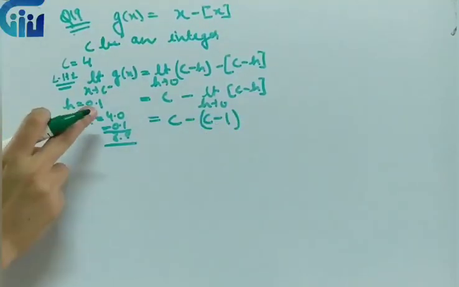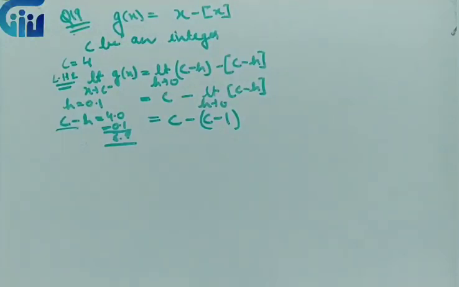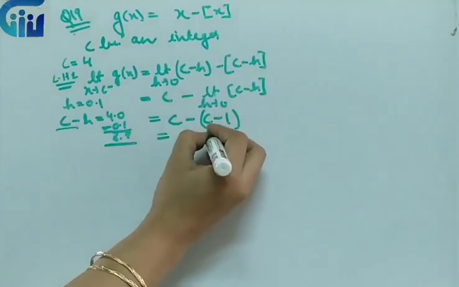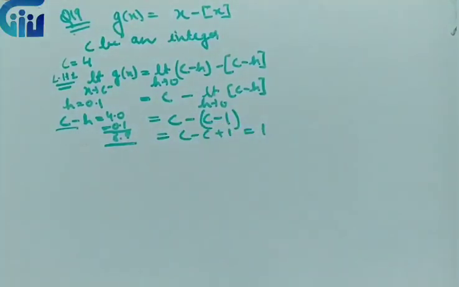Just try to observe. It was 4 minus 0.1. I have just taken the simplest example, 0.1. So if I subtract anything from 4, I will get an answer less than 4. So if it is less than 4, the greatest integer of that will be 3. Right? Because what does the greatest integer function do? It just scraps off the fractional part. Similarly, if it is c minus h, what will I get? If I subtract a very small value h from c, the greatest integer value will be 1 less than c. So it is c minus 1, right? So this is c minus c plus 1. So what will I get? 1. That is my left hand side.